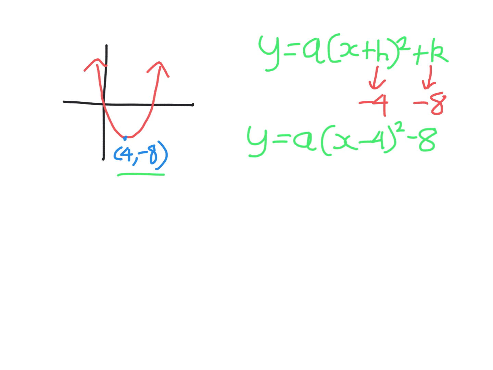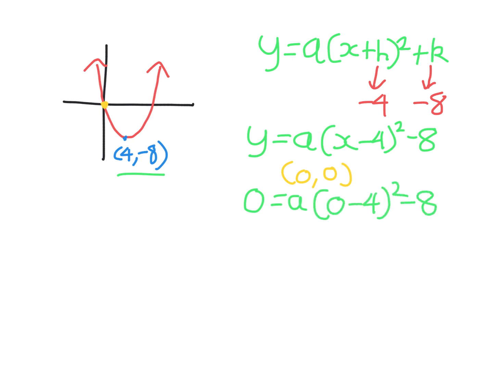So because of that, we need to find a. How do you find a? You substitute in another point. You just pick any point whose coordinates are clear. So here we see the point 0, 0 is on the parabola. So I'm going to substitute 0, 0. That means I'm going to replace y with 0 and x with 0. I therefore have 0 equals a(0 minus 4) squared minus 8.